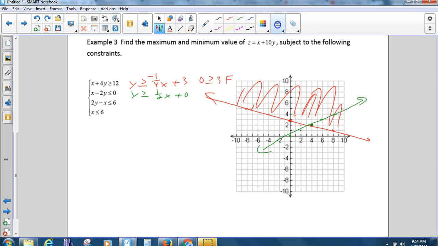I can't test 0, 0 because it goes through, even though my line's horribly drawn. So I'm going to test 2, 0. I could test 1, 0, but since I'm going to multiply by 1/2, I'm going to plug in 2, 0 to test. And I'm going to get 0 is greater than or equal to 1/2 of 2, which is 1. 0 is not greater than 1. So I'm not going to shade below the line, I'm going to shade above the line.